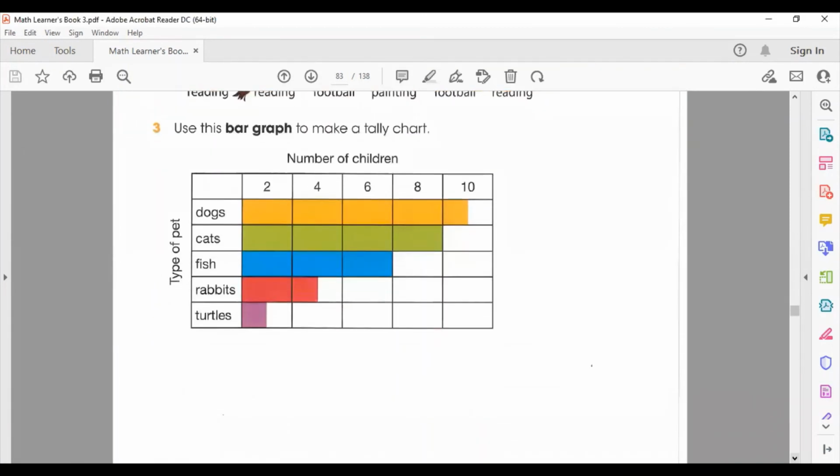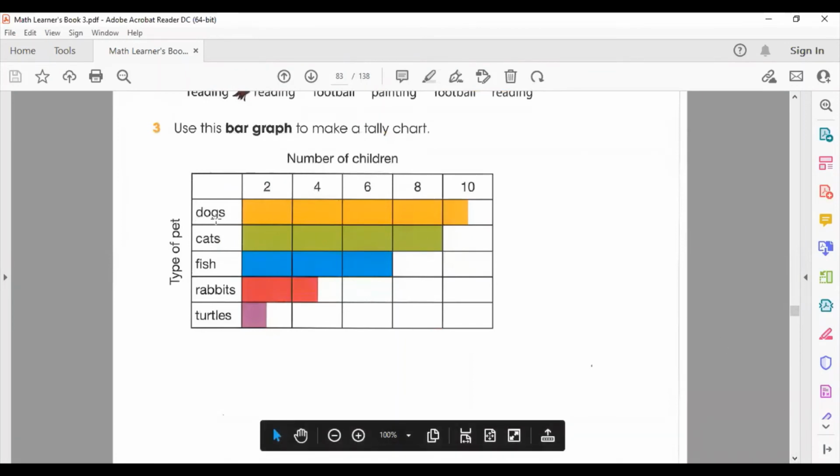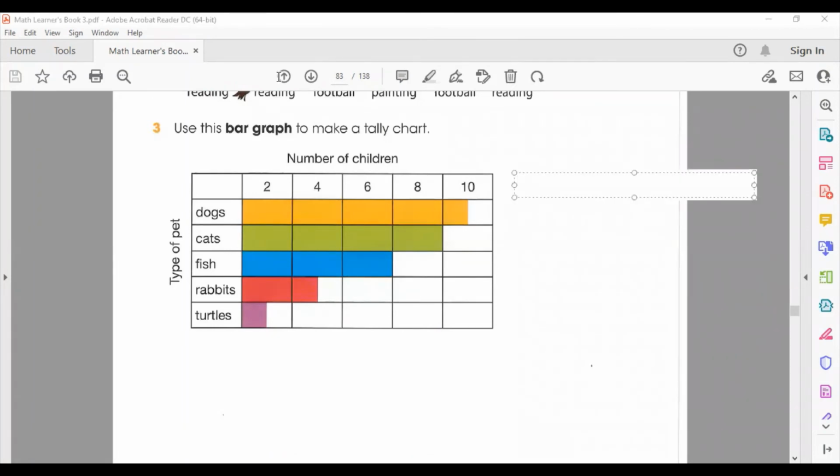Use the bar graph to make a tally chart. Number of children. This is a bar graph. Same like this, we need to make a table, and then after this, we need to draw it. I am not writing this name. The name needs to be copied from here. I'm doing the tally chart. Dog. How many dogs? Use the bar to make a tally. How many children like the pet dog? It's 10. No, less than 10.